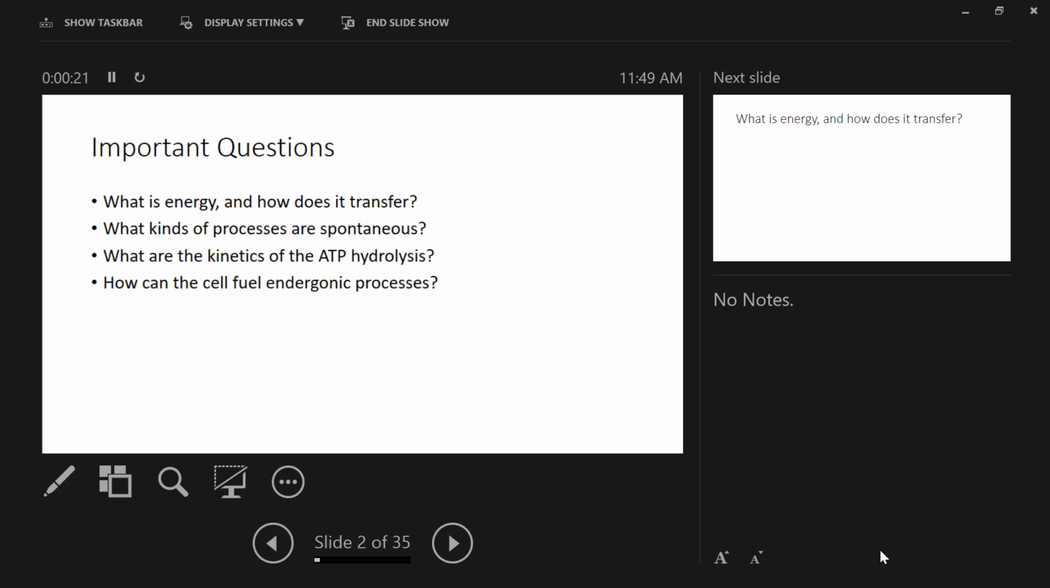What kinds of processes are spontaneous? What are the kinetics of ATP hydrolysis? So if a cell is making and breaking 100 pounds of ATP every day, it's helpful to know how much energy is that actually releasing every time you hydrolyze ATP, and how much energy does it require to put it back together, and how can the cell fuel endergonic processes.